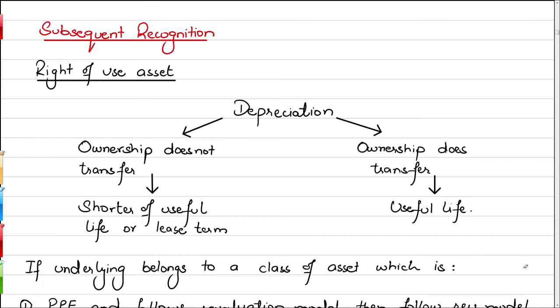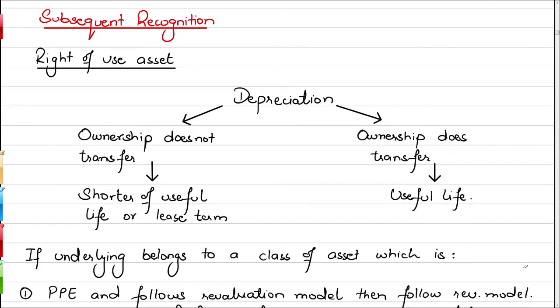If the ownership of the asset will not be transferred to the lessee at the end of the period, then we are going to use the shorter of the useful life or the lease period. But if the ownership will transfer at the end of the lease period, then we are going to use the useful life to depreciate the asset.